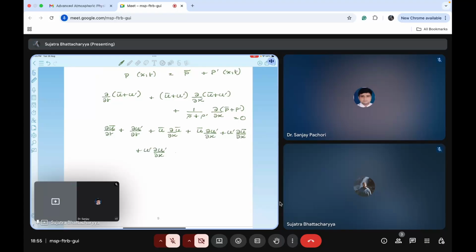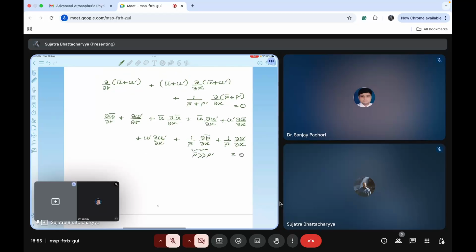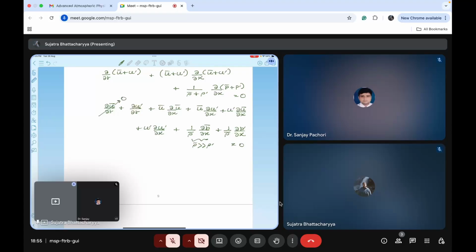No, these are the points. Okay, rho bar is larger than rho dash. Keep it like this, and 1 by rho bar delta p dash by delta x. Okay, this is the assumption that rho bar is much greater than rho dash. Put that equal to 0. U bar is not varying with time, so this is 0. Anything else? Delta U bar delta X will also go to 0.